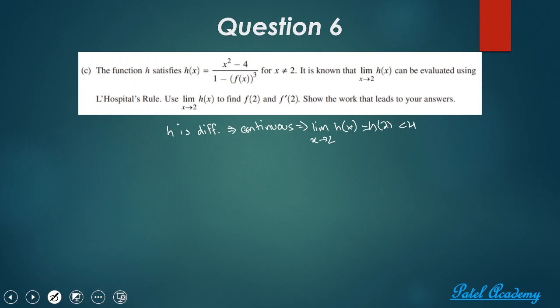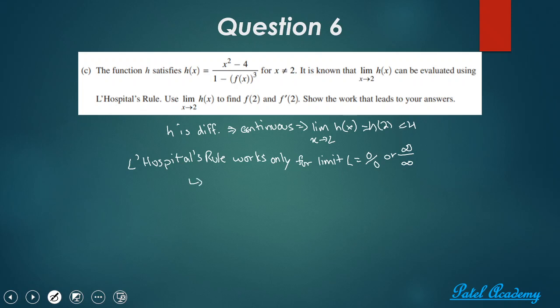The next connection that you need to make is that the limit as x approaches 2 of h of x can be evaluated using L'Hopital's rule. Well, L'Hopital's rule can only work when the limit is 0 over 0 or infinity over infinity.